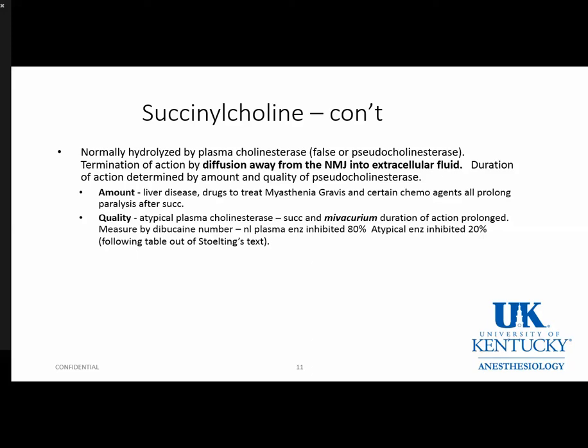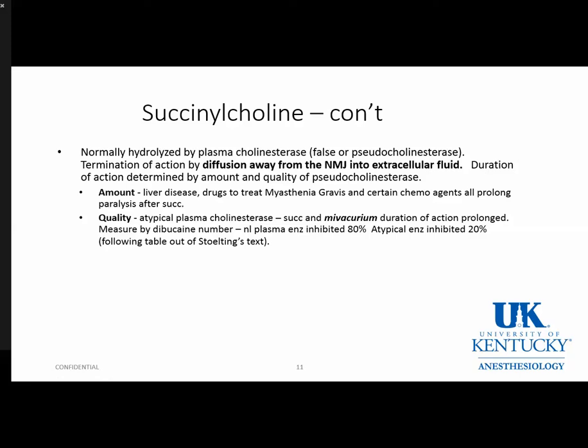Both succinylcholine and Mivacurium are substrates for this plasma cholinesterase, and both could be prolonged in individuals who have atypical plasma cholinesterase. Recall or know that it's measured by dibucaine number, which is, by its name, a local anesthetic that's not used in clinical practice other than to measure the quality of an individual's plasma cholinesterase. Normal plasma enzyme in an individual is inhibited 80% by dibucaine. Atypical homozygous enzyme is inhibited 20%, and individuals that are heterozygous are inhibited 40 to 60%.